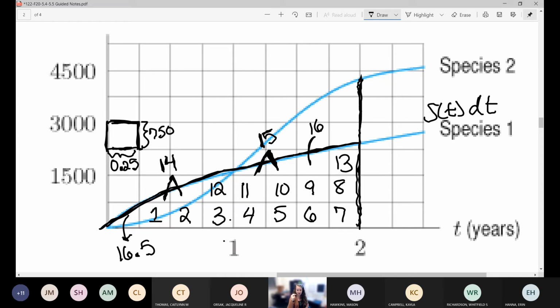So since from 1500 to 3000 is 1,500, but we have to jump 2 lines, each line is going to be 750. And then on the t-axis, we have 4 lines between 0 and 1, so each line must be 0.25. Does that make sense?